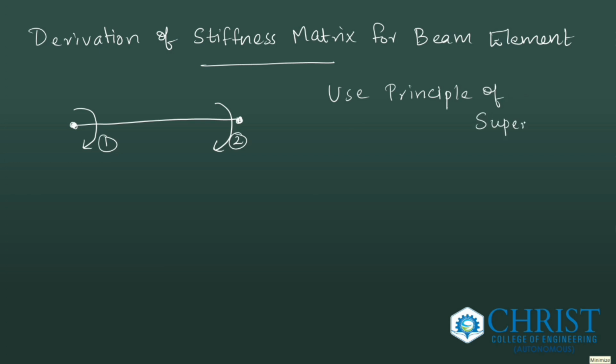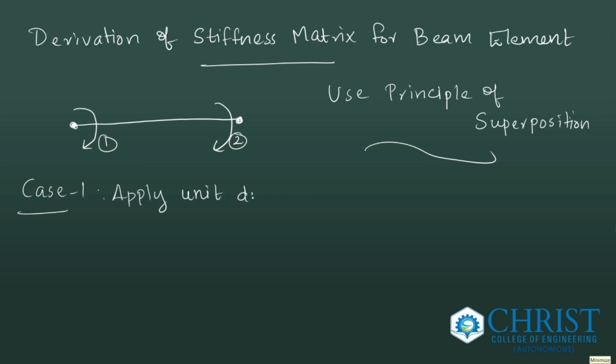And because we are assuming only that, because we are not interested in calculating translation. For beams, the major force that occurs is flexure. We use the principle of superposition to analyze this beam and derive the equation for the stiffness matrix. So case 1: apply unit displacement at system coordinate 1.